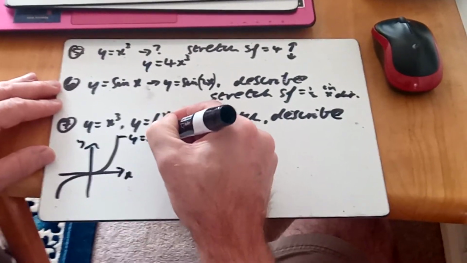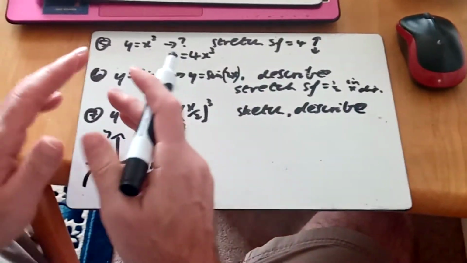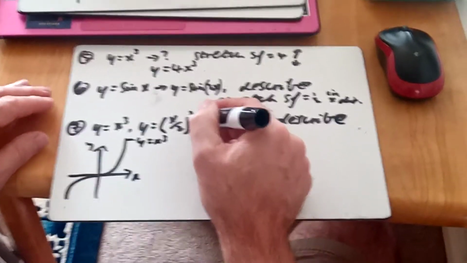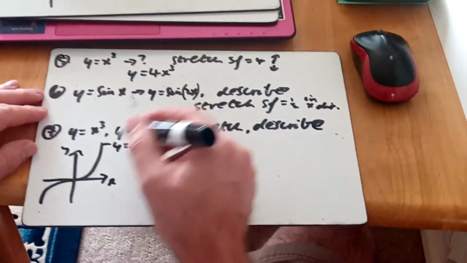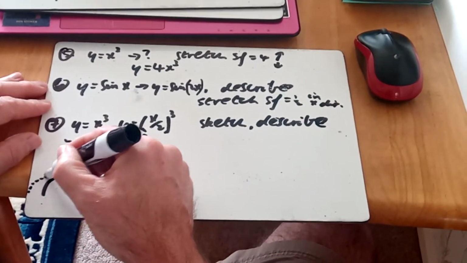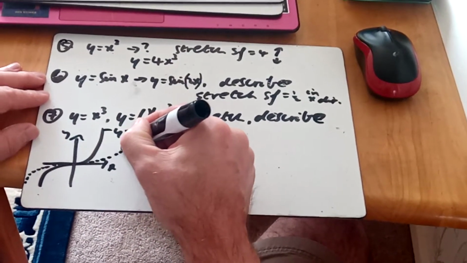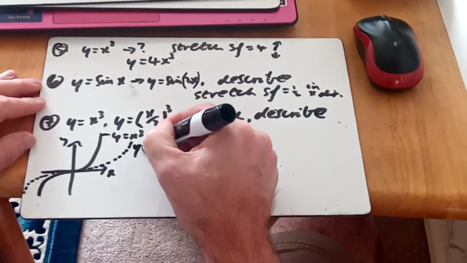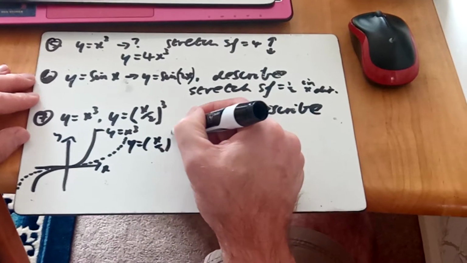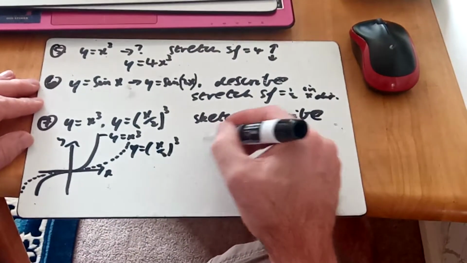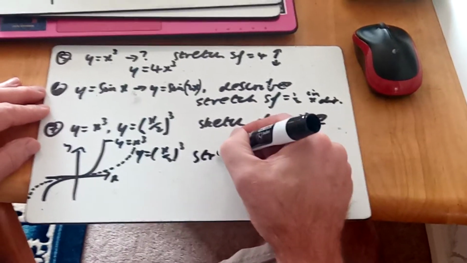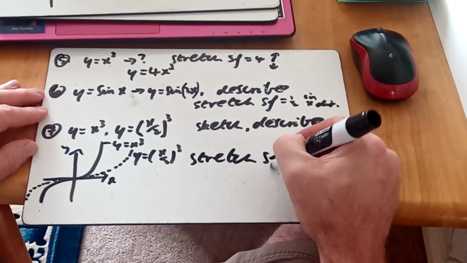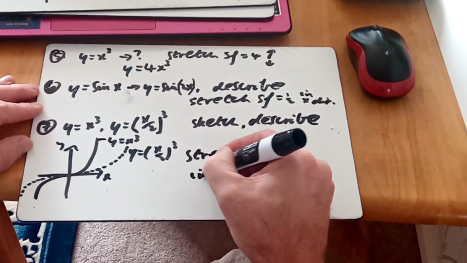There's y equals x cubed. The over 2 is stretching it by a scale factor of 2. It's within the bracket, so it's not halving the x's, it's doubling the x's. So it will look like that. That would be y equals (x over 2) cubed. And as I say, it's a stretch, scale factor of 2 in the x direction.